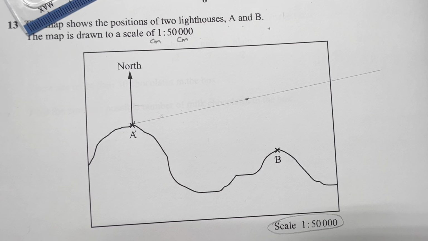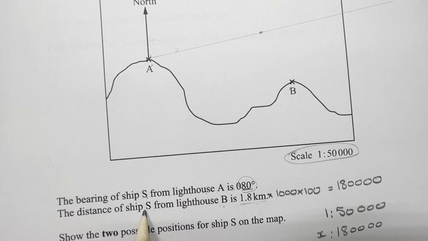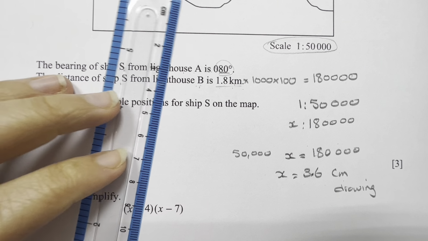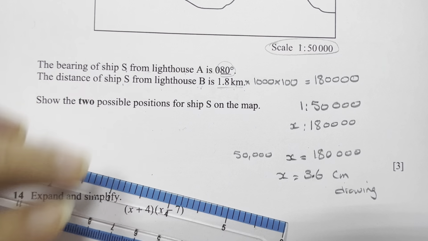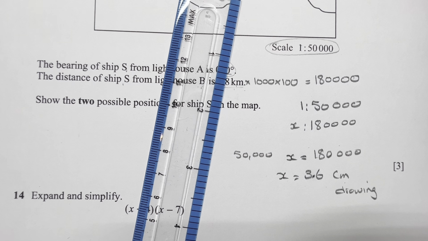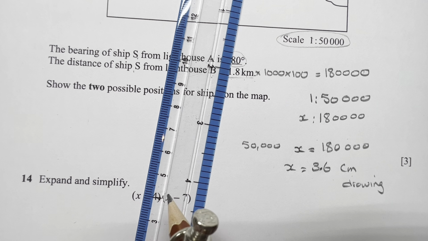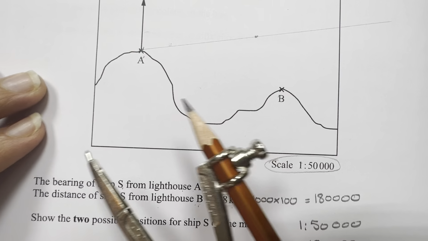Till now, it's okay. Then from B, it is 1.8 kilometers, which we got as 3.6 centimeter. I'm going to open my compass to 3.6 centimeter. Here I'm going to stand here and open to 3.6 centimeter, like this.